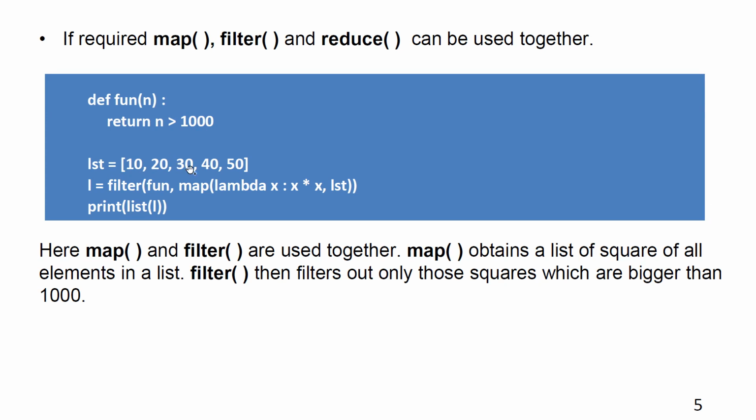So now we are taking a list 10, 20, 30, 40, 50, and L equal to filter. So first we are applying the filter function of map. Now see here, in the filter function itself we are writing the map. In map we are using the lambda function.